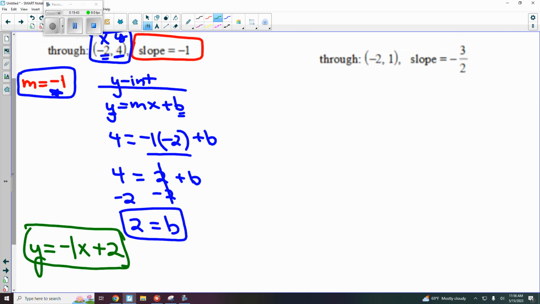And this one over here works the same exact way. So same thing as before. First thing we got to find is slope. It gives me my slope this time. So m is negative 3 over 2.